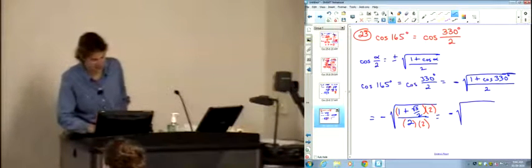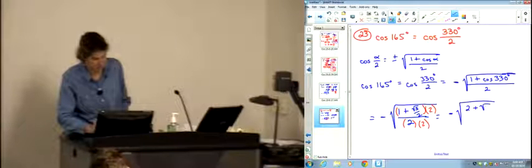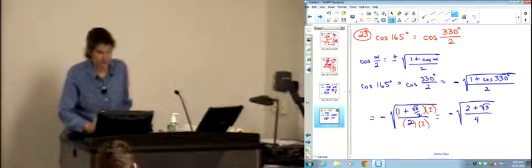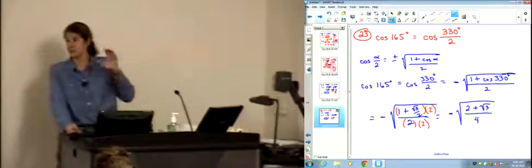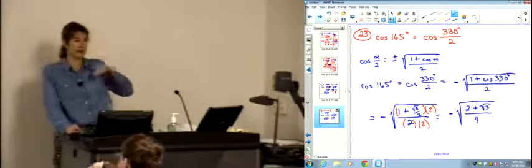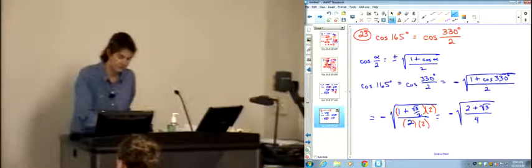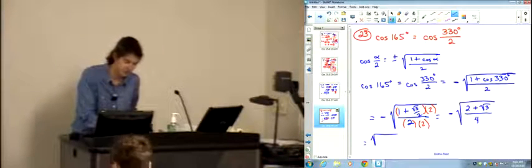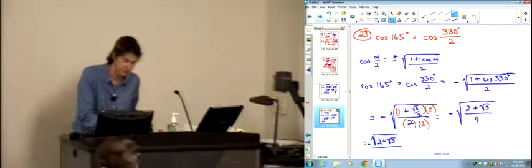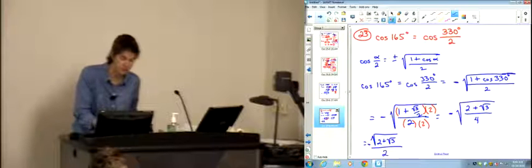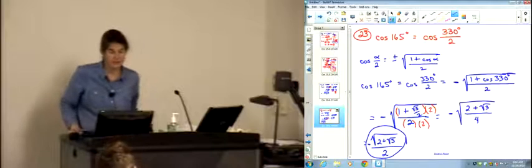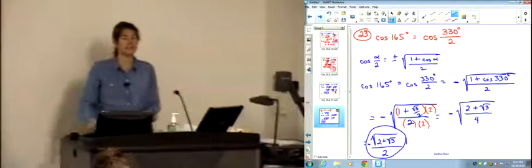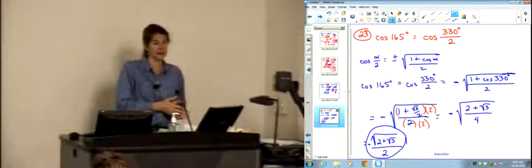That leaves us with 2 plus the square root of 3 over 4. And then this is where we took the root of the numerator and the root of the denominator. We have the square root, whoops, it's negative, 2 plus the square root of 3 over the square root of 4, which is 2. So there's what we're getting for the exact value of the cosine of 165 degrees.